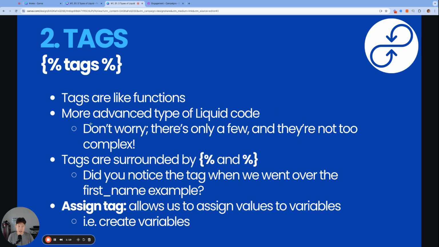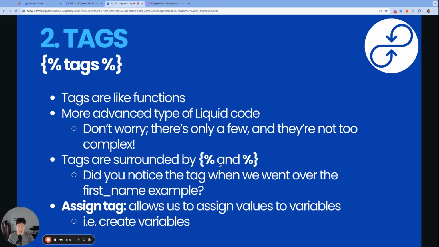Second, we have tags, and I like to think of tags as functions. Tags are the more advanced type of liquid code, but the good thing is that there really aren't too many tags to learn, and each tag is not too complex. Tags and functions will never render anything themselves, but all the work gets done in the background. Tags are surrounded by a single curly bracket and percentage symbol, just like this.